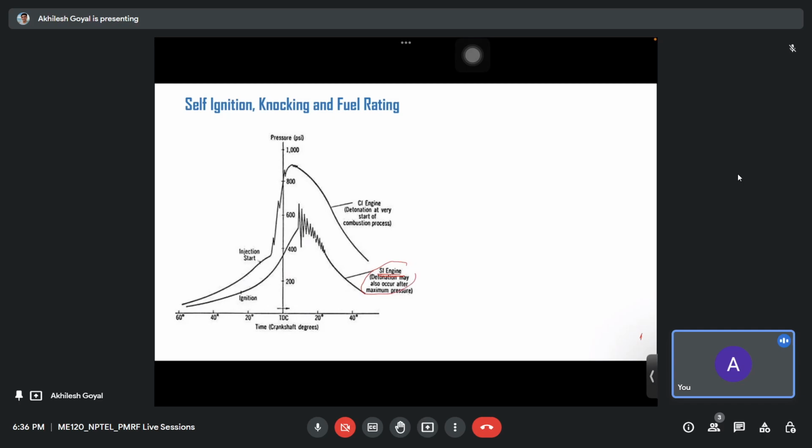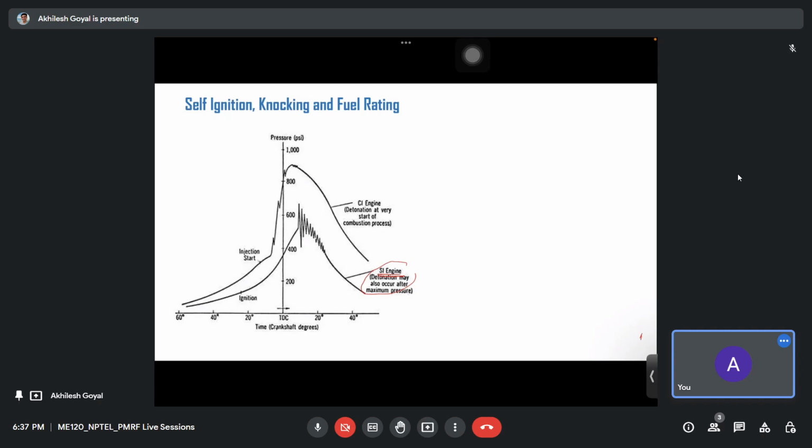Now this similar phenomenon happens in CI engines as well, compression ignition engines, but in the CI engines this happens before the combustion starts, but in SI engines it happens after the combustion starts. So we are not discussing this in detail, but to brief you, this happens in both the SI and CI engines, and this causes high vibration and sound, and causes damage to the engine. So it is not desirable in both SI engines and CI engines.